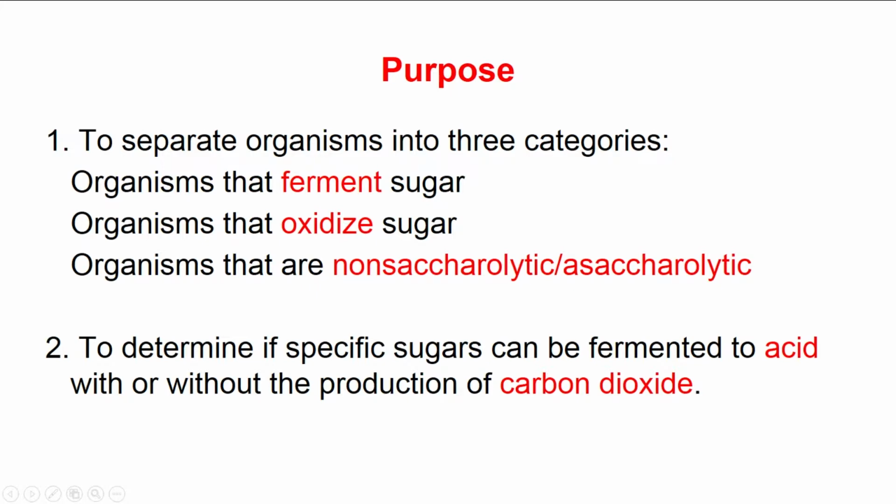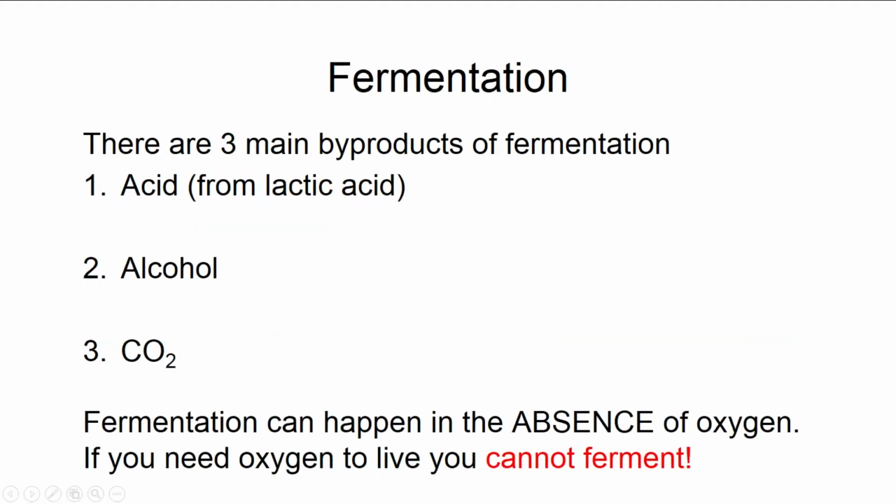To determine the specific sugars that can be fermented into acid with or without the production of carbon dioxide is the other purpose. So we're basically saying, okay, if you can break down the sugar, can you ferment it? If you can ferment it, we know that you're going to produce acid or carbon dioxide. And there are 3 main byproducts of fermentation. You do need to know them.